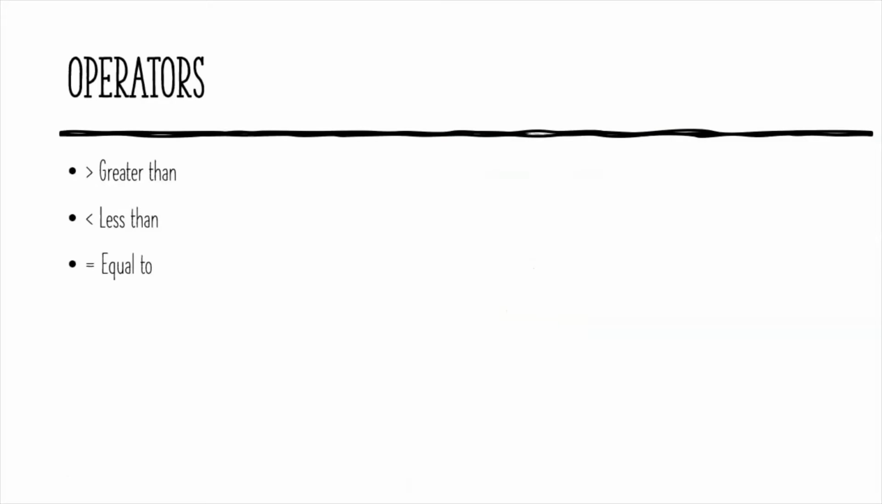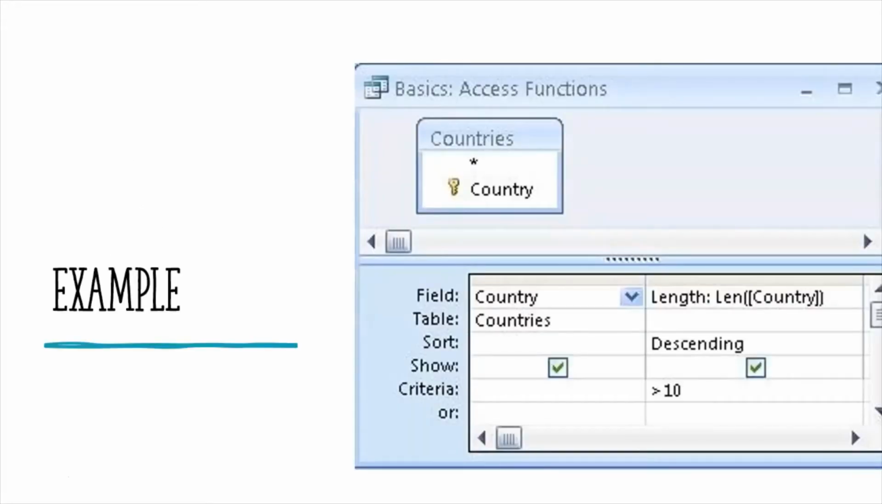I also might want to use operators on numerical values. For example, greater than, less than, or equal to. And in this example here, we can see that I want to find all the lengths that are greater than 10. So that will give me all the lengths that are 11, 12, 13, 14, etc. You can notice the greater than symbol in the criteria here.